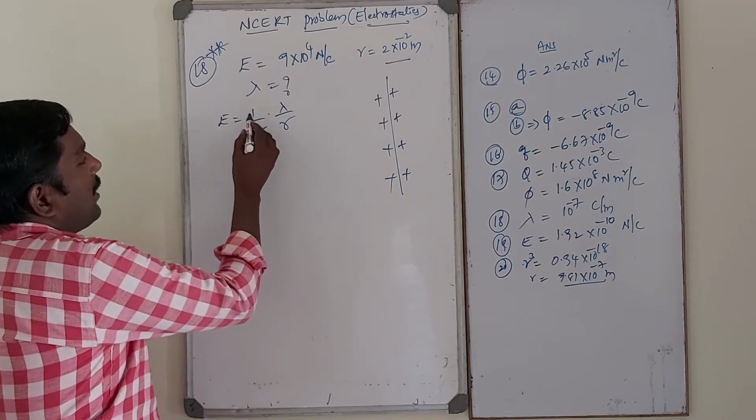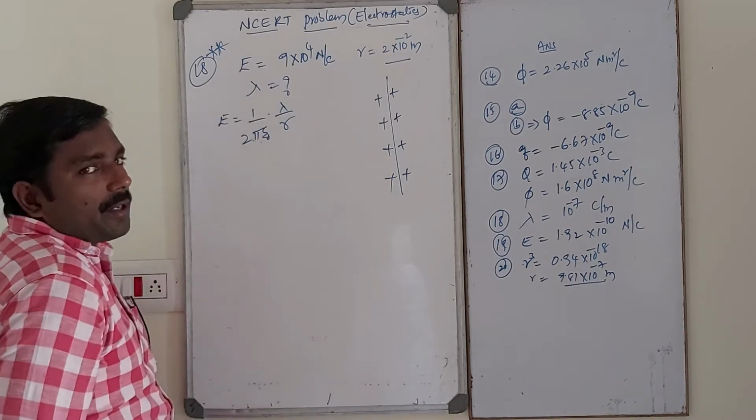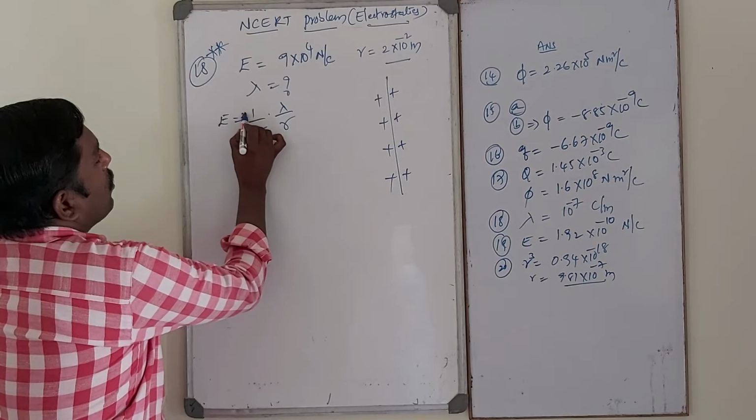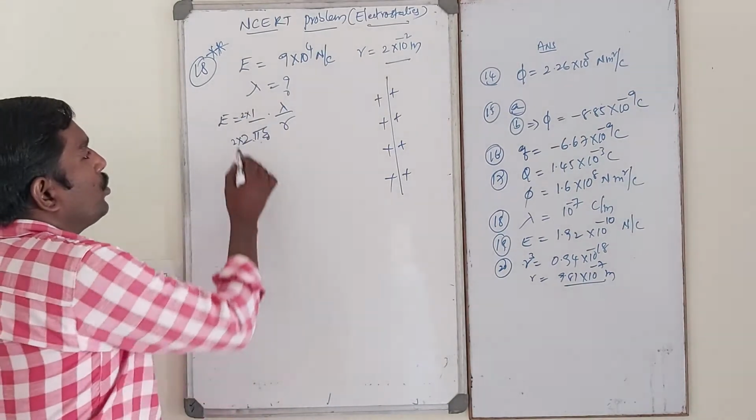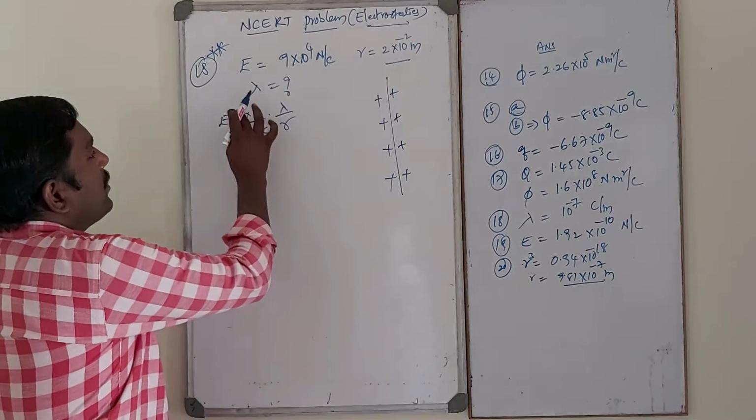So in this case I will take 2 in the numerator and denominator also 2. Multiply and divide by 2. So then what is the value of this one?